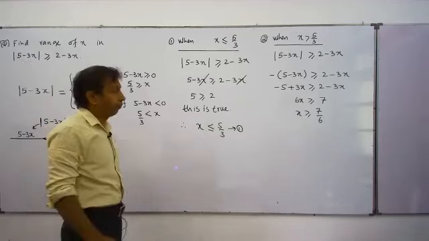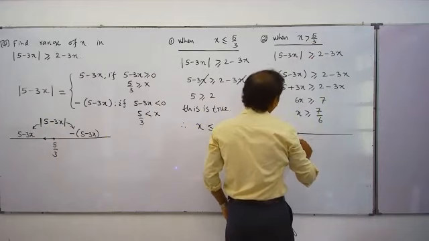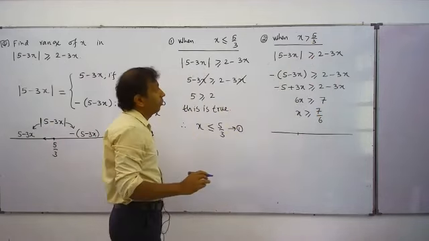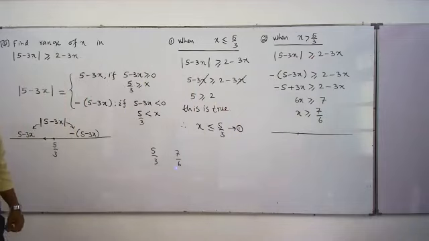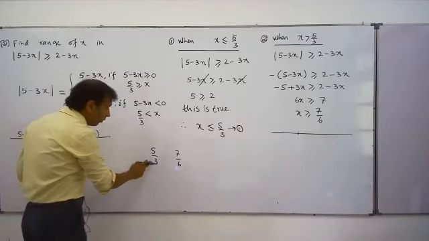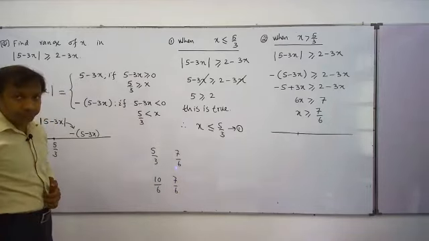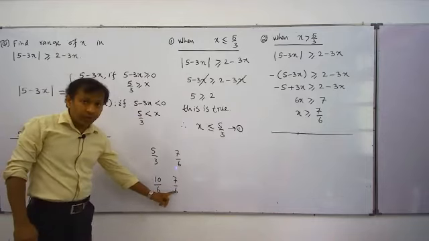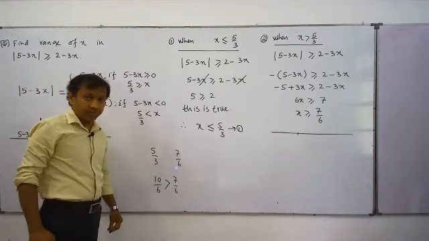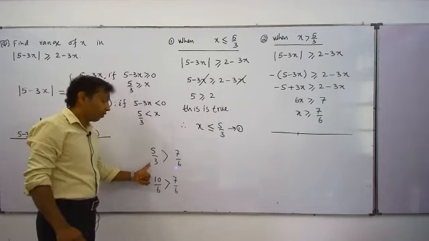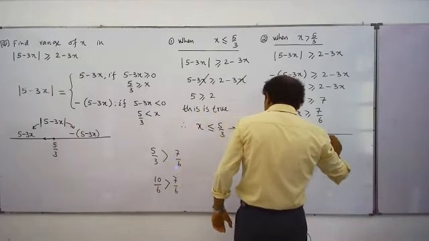Now, we have to take the common region. People, here 5 by 3. x is 5 by 3. When you consider this 5 by 3 and 7 by 6, which is greater? Multiply this and this by 2, 10 by 6 and 7 by 6. Here, with equal denominators, this numerator is greater. Then this 10 by 6 is greater than this 7 by 6. So therefore, this fraction is greater. Therefore, this 5 by 3 should be on the right of 7 by 6. Right. Here we have 7 by 6, and 5 by 3 here.